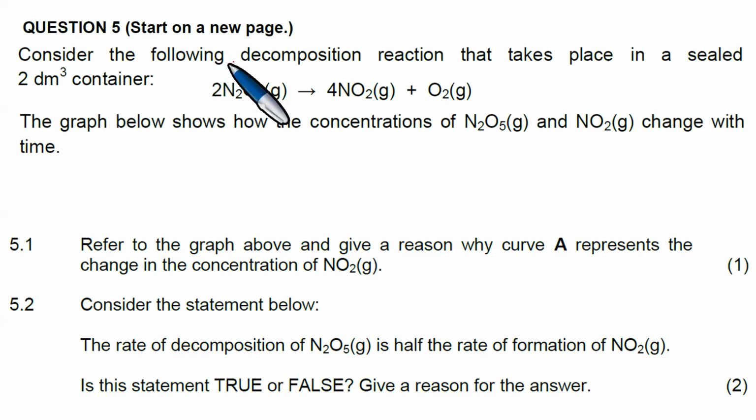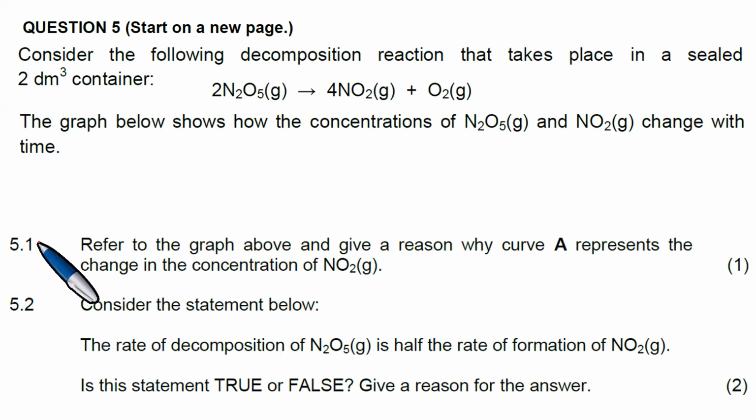Ordinarily, questions must be started on a new page, and you need to consider the following decomposition reaction that takes place in a sealed 2 cubic decimeter container. Right, so you have here your nitrogen pentoxide, which undergoes decomposition into nitrogen dioxide and oxygen. The graph below shows how the concentrations of the dinitrogen pentoxide and nitrogen dioxide change with time. Refer to the graph above and give a reason why A represents the change in the concentration of NO2 gas.